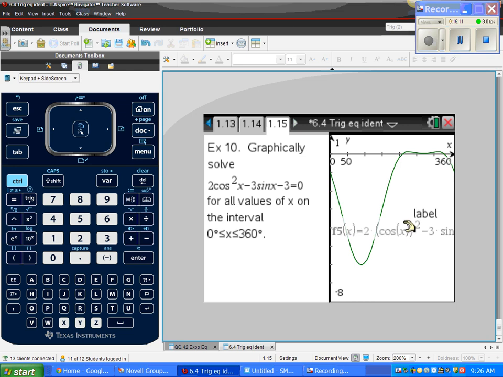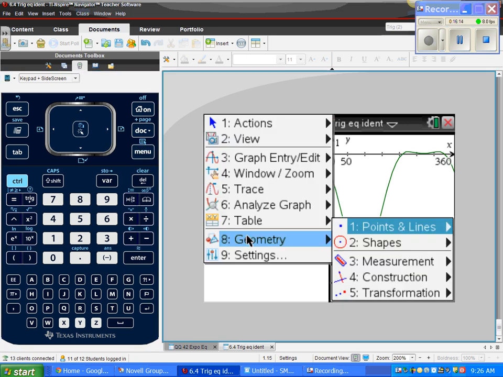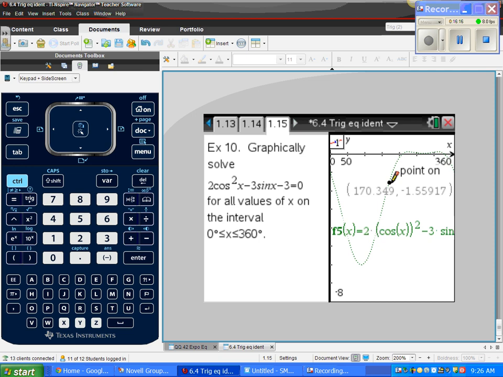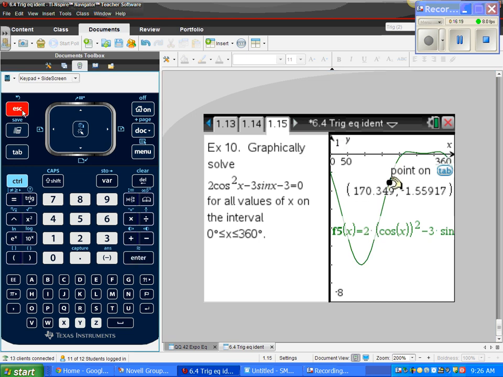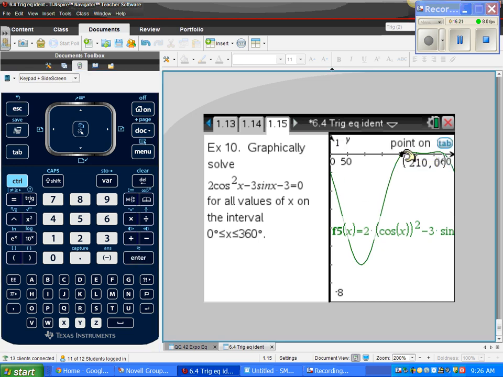So the zeros, again, pretty simple to find. Menu, geometry, points and lines, point on. We're going to grab that point, and we see a 0 at 210. It's a minimum. Maximum, and another 0 at 330. 210, 330, and 270. Okay, even though it says minimum, if you look at the actual point, it says 270, 0. So that's also a solution. So 210, 270, 330.